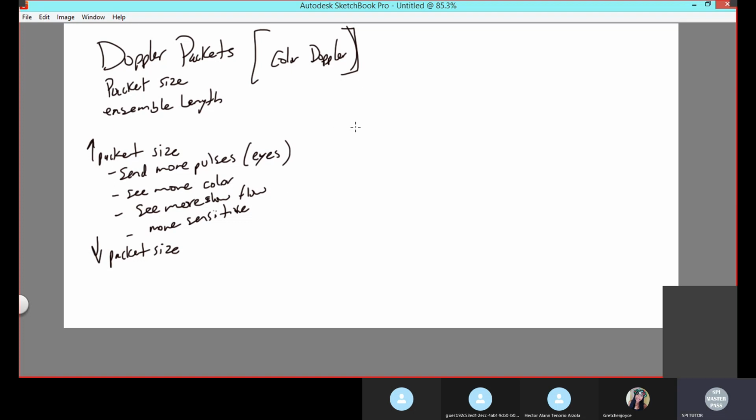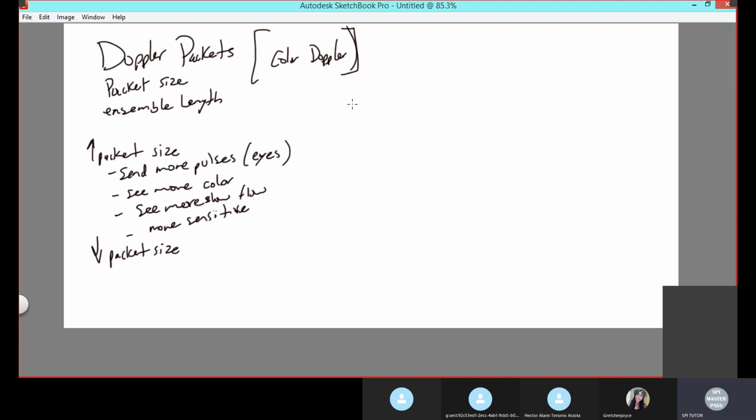So where will you do this? When you're having trouble seeing slow flow. So if you have a vein and that vein is giving you trouble seeing the flow in there, you want to increase your packet size. Your problem is you're not seeing enough. The answer is do something to make you see more, to become more sensitive. That's to increase your packet size.